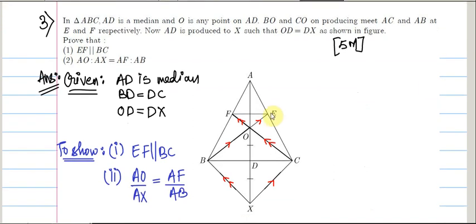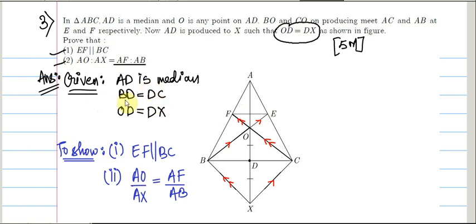This is the question for 5 marks. In this question, we have a triangle ABC. AD is a median, which means this point D is a midpoint, O is any point, and OD is equal to DX. These are the targets. We have to show that this line EF is parallel to BC, and these sides are in proportion. Let's begin the solution.